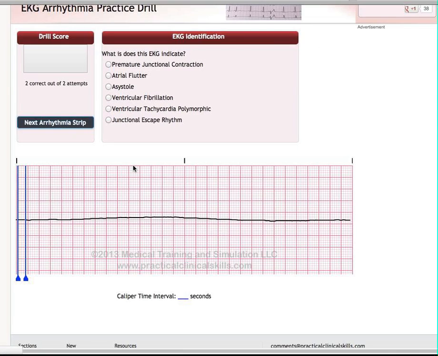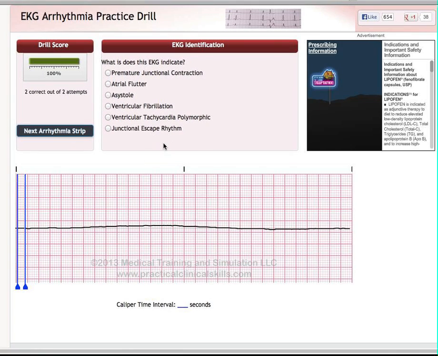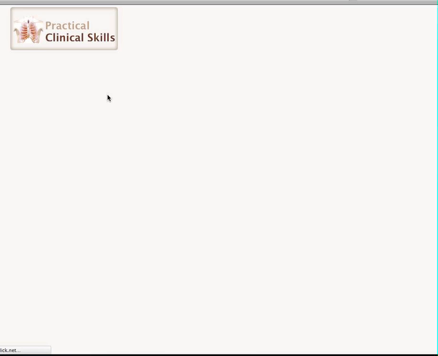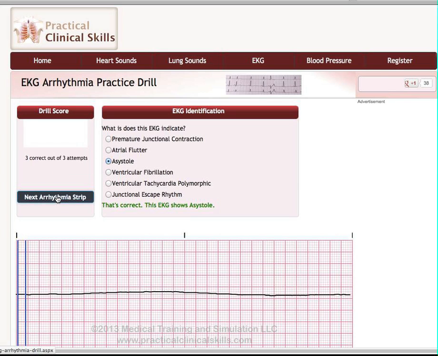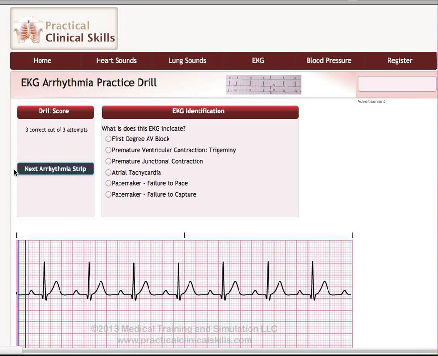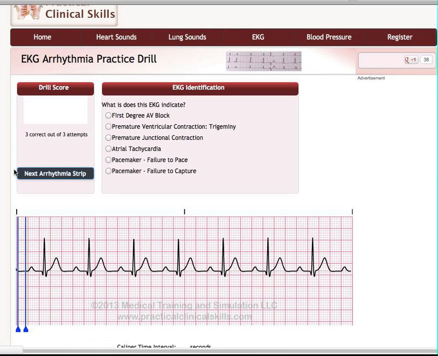Well, I don't know why the computer's showing us this again, but we just saw this a little bit ago, so if anybody knows what it is, shout it out at their computer, but this is actually asystole. All right, here we go.